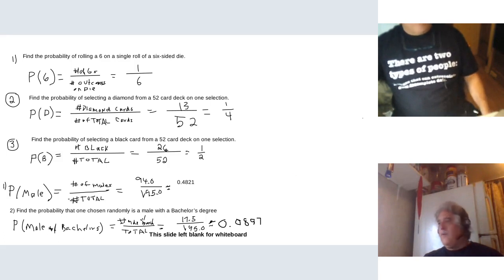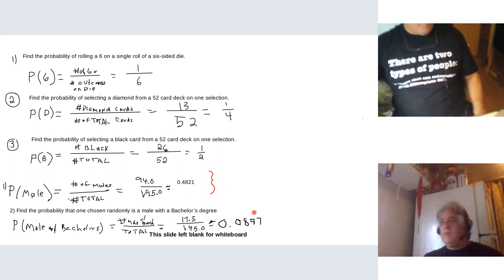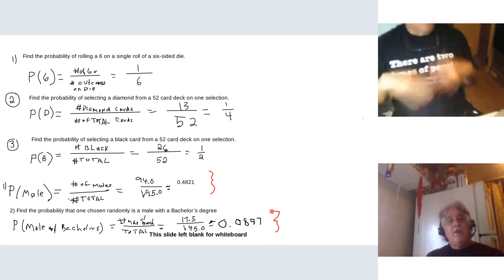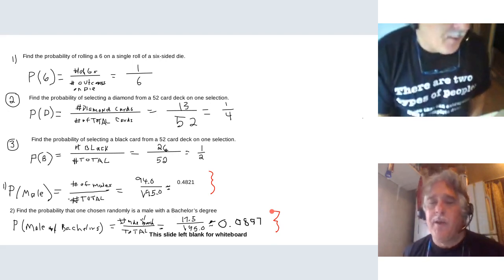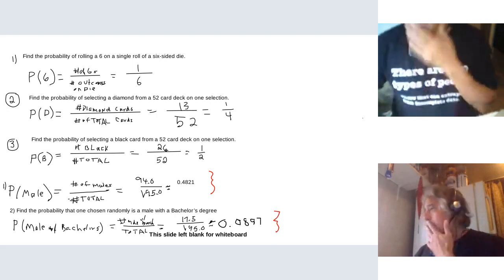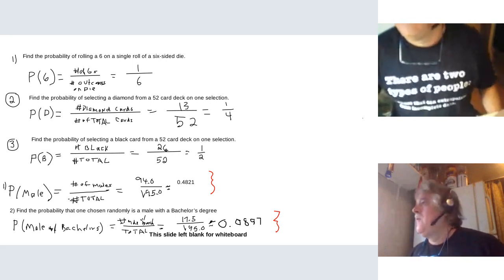We found this one from that same data, which was the probability of being a male from that sample space. And then the other one was the probability of being a male with a bachelor's degree. Now, that's important because those two things are setting us up for handling this conditional probability for the next question.